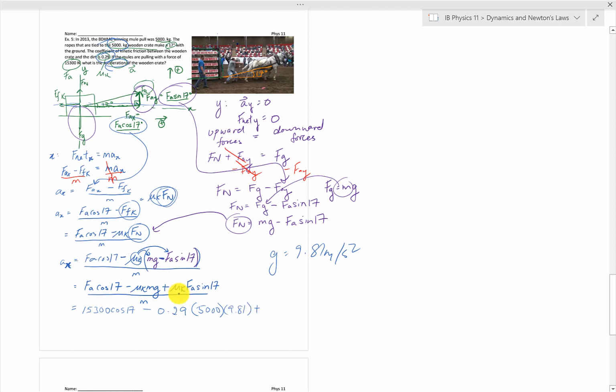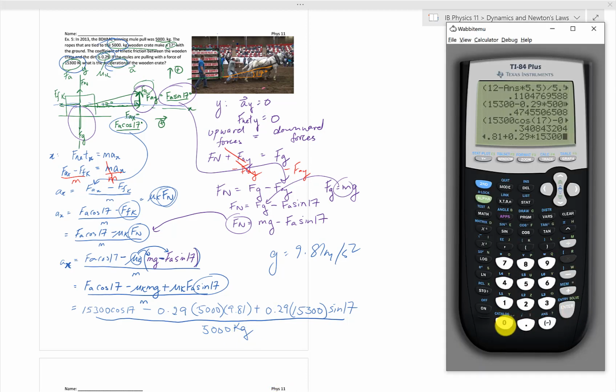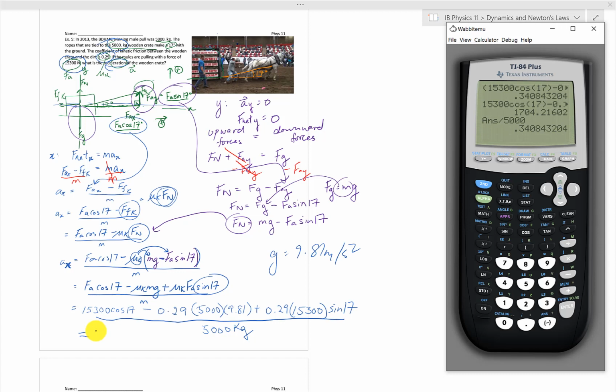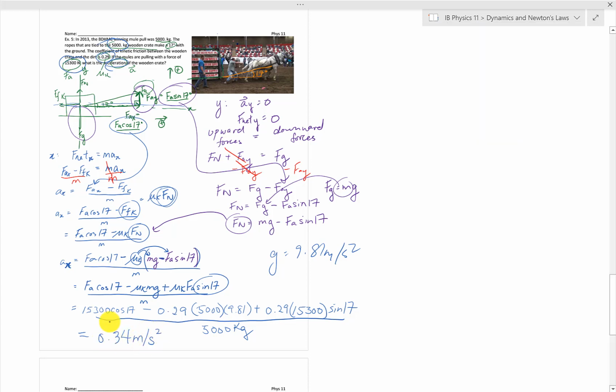Sorry about that. Plus mu k again, which is 0.29, times the applied force again, as well as sine 17. All of that divided by the mass, which is 5,000 kilograms. Phew, all right, let's put that all in our calculator. Okay, so after double checking my answers by recalculating, I get 0.3408. I'm going to round this to two significant figures, which is 0.34. And that's 0.34 meters per second in the positive direction forward.